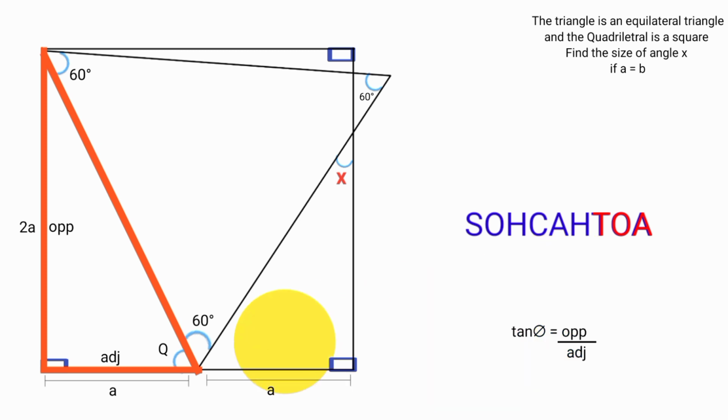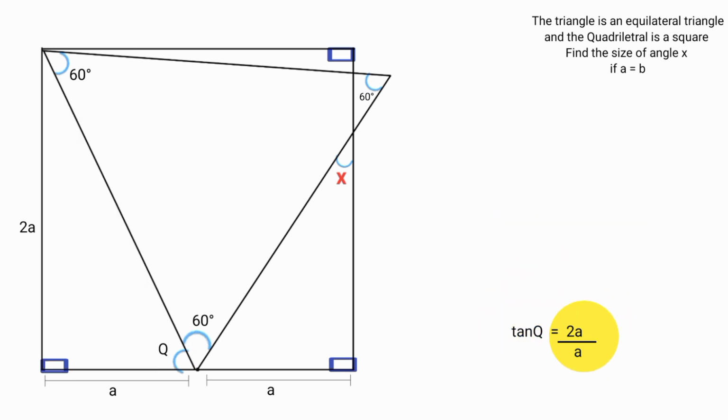Theta is the angle in question, which is this angle Q here. Opposite is 2a and adjacent is a. So tan Q equal to 2a over a. Here a cancels a, so tan Q now equal to 2. To find Q now, we find the inverse tan of 2. So Q now equal to inverse tan of 2. Inverse tan of 2, if you press your calculator, is 63.43, which is approximately equal to 63 because 0.43 degree is a very negligible value. So Q now equal to 63 degrees.